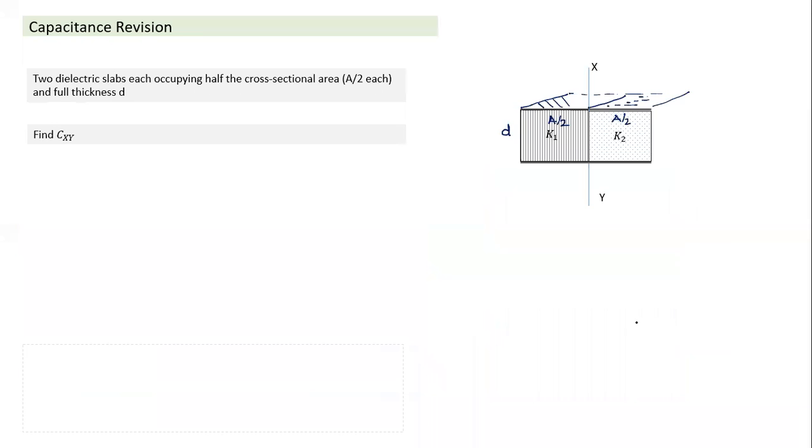Okay. Now, earlier we had taken the case when the full space was occupied, or we can also do some cases, two dielectric slabs, each occupying half the cross-section area.